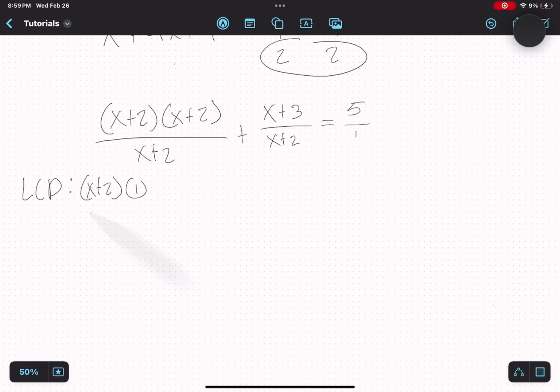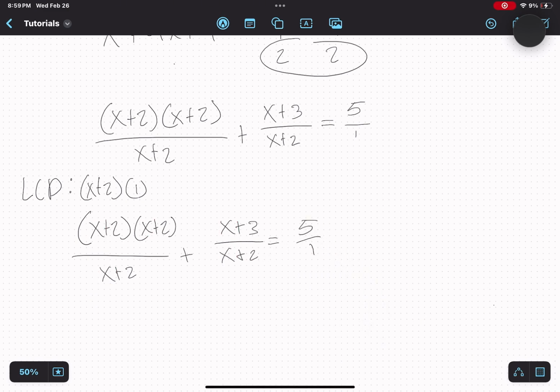And what's different here is that when you're solving something, you need to multiply all the LCDs by all the numerators. So we'll have x plus 2 times x plus 2 over x plus 2 plus x plus 3 over x plus 2 is equal to 5 over 1. Now, we're going to add our LCDs to our numerators. So, we will get x plus 2 times x plus 2 times x plus 2 over x plus 2 plus x plus 3 times x plus 2 over x plus 2 is equal to 5 times x plus 2.